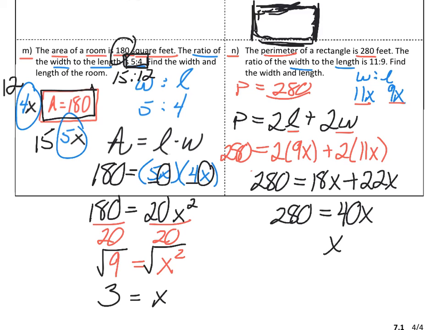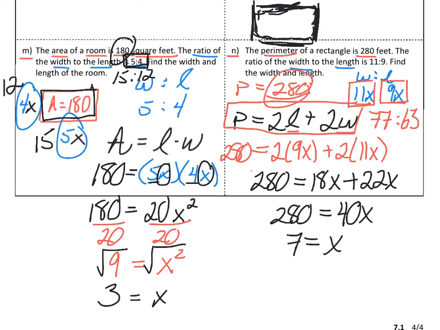So it looks like x equals 7, which tells me right away what my length and width are going to be. If I plug 7 in here for x, I'm obviously going to get 77 and 63. If I plug them into my formula for perimeter, I am going to get 280. And then the last thing you would want to include is your units, which is kind of hard to squeeze in here. So remember, this is 77 feet and 63 feet.